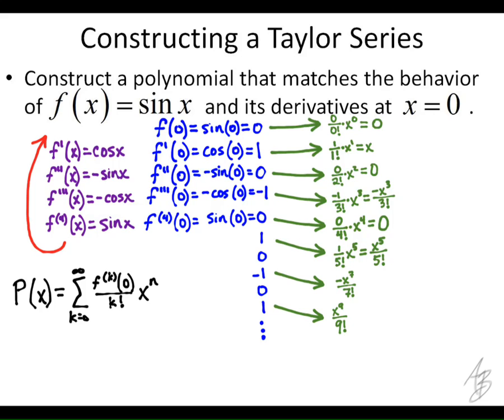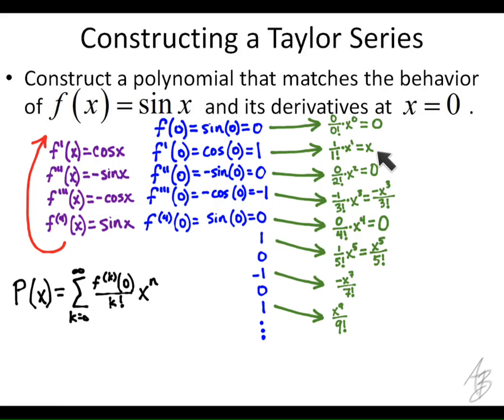We do start to see a pattern here, though. We can see that every other term is going to be a 0 term, but every other term is going to be an odd power. So we have x to the first, x to the third, x to the fifth, x to the seventh, and so on. We can also see that each of those terms is being divided by that odd power factorial. So the x to the third term is being divided by 3 factorial, the x to the fifth term is being divided by 5 factorial, and so on.